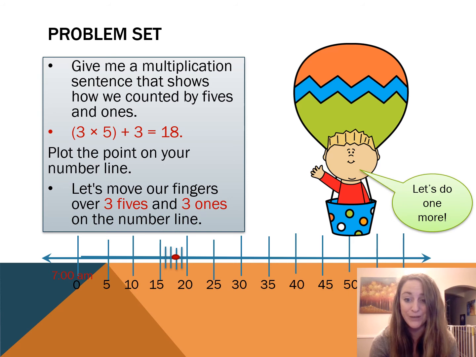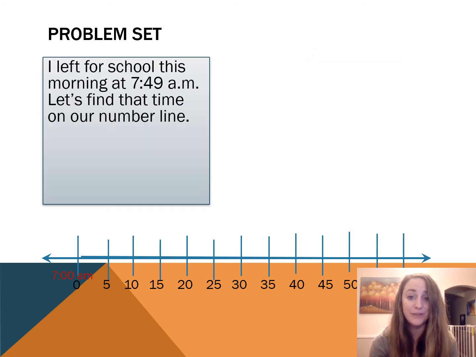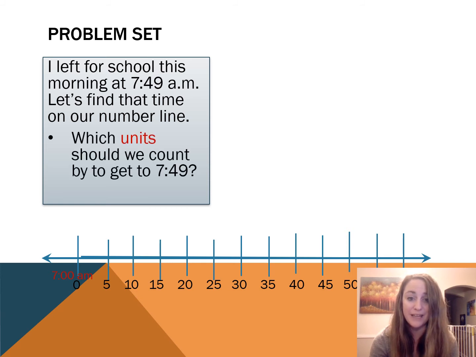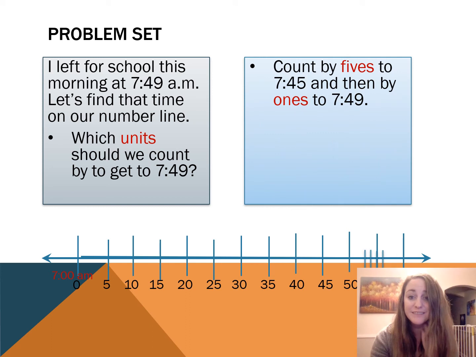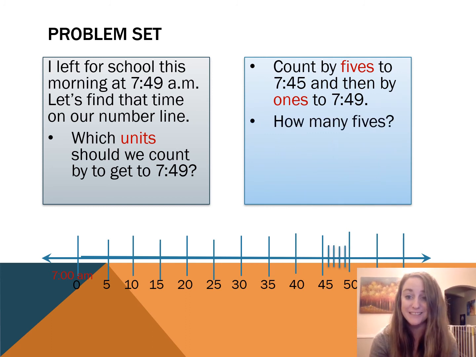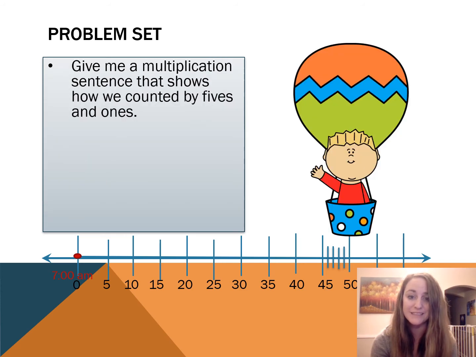Let's do one more. I left for school this morning at 7:49 a.m. Let's find that time on our number line. Which units should we count by to get to 7:49? We'll count by 5s to 7:45 and then by 1s to 7:49. How many 5s would that take? It would take 9 5s. How many 1s would it take? It will take 4 1s.